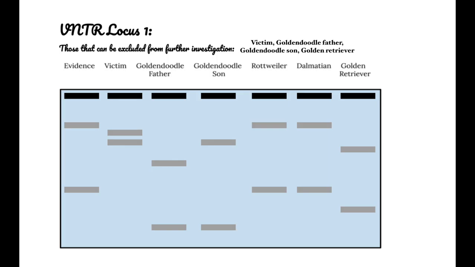When analyzing the gel for locus 1, I found that the alleles of the evidence DNA did not match those of the victim, which is the husky. This is because the alleles of the evidence DNA had a different number of repeats compared to the victim. The golden doodle father and son presented the same, meaning they can be excluded from the investigation. Further on, the Rottweiler and the Dalmatian did have alleles that matched those of the evidence. They were all in the exact same location, which means they have the same number of repeats and are consistent with leaving the evidence at the crime scene.